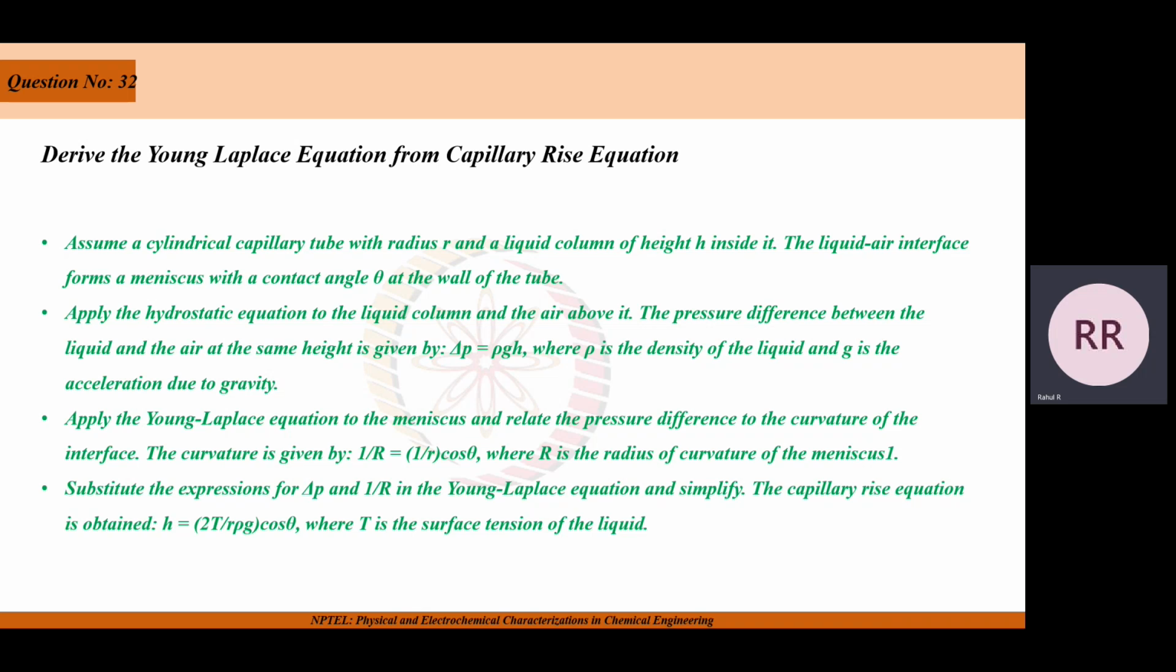Now, by applying the Young-Laplace equation to the meniscus and relating the pressure difference to the curvature of the interface, we can calculate 1/R = 1/r cos theta, where capital R is the radius of the meniscus. Now, substituting for delta P and 1/R in the Young-Laplace equation and simplifying it, we get the capillary rise h = 2T cos theta / (rho r g), where T is the surface tension of the liquid.